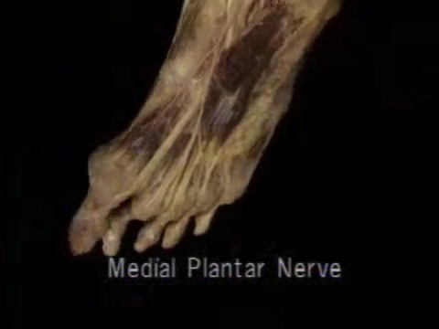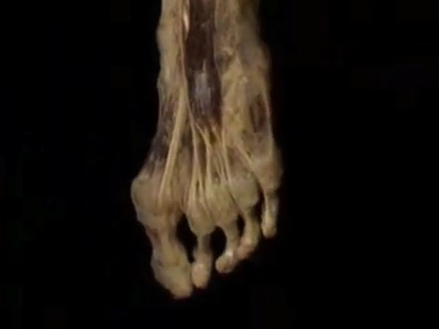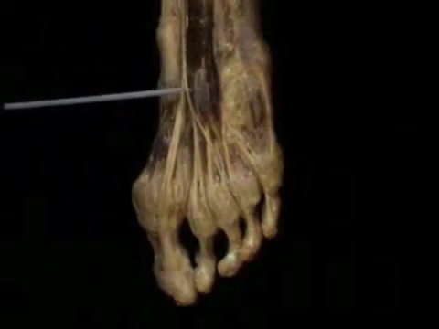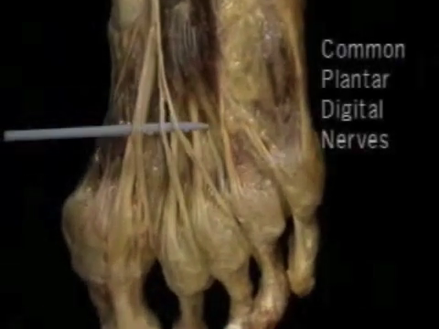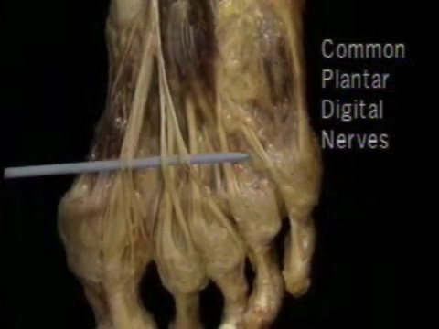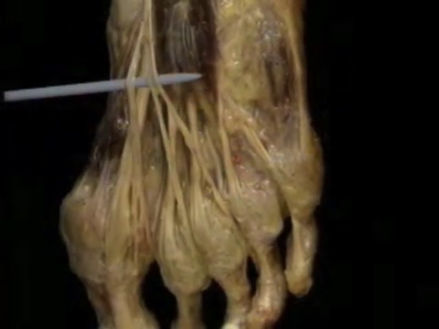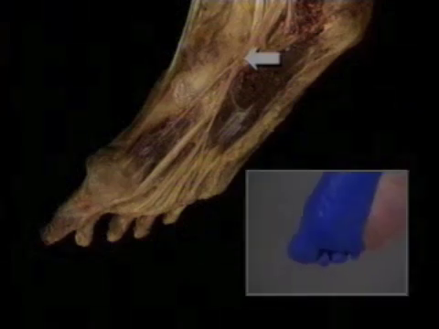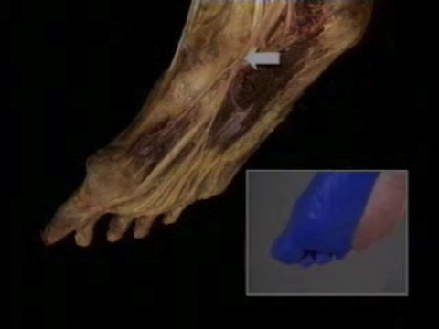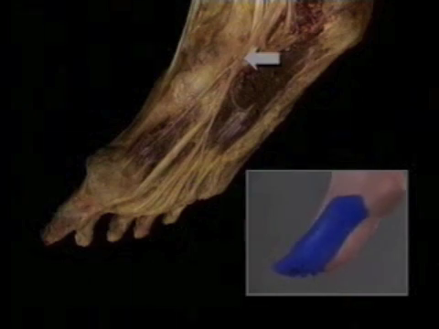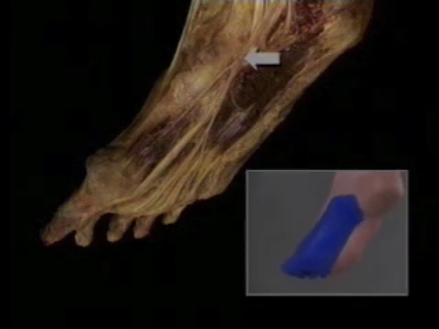To follow the medial plantar nerve, we'll go round to the underside of the foot. Distally, the medial plantar nerve breaks up into common plantar digital nerves. These pass between the metatarsal heads, where each in turn divides into two plantar digital nerves. The medial plantar nerve supplies the underside of the big toe, the second, third, and half of the fourth toes. It also supplies this medial area on the sole of the foot.